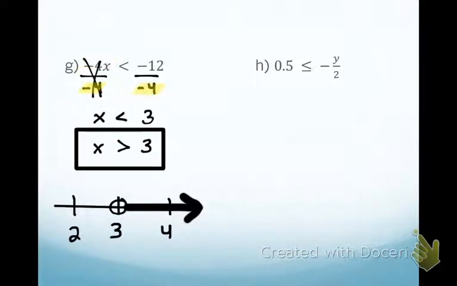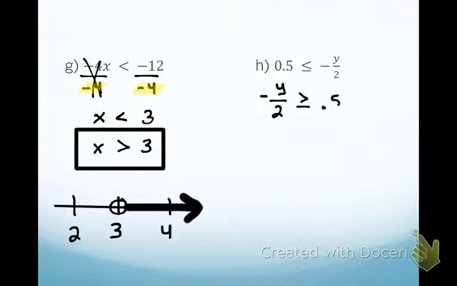Okay, here we go on to the next one. Does anyone want to try to do H for me? Nikki. You put negative y over 2. Okay, we're going to go ahead because that y is on the wrong side, so we're going to do negative y over 2. Greater than or equal to negative 0.5. Not negative 0.5, I mean 0.5. Just 0.5. Very good.